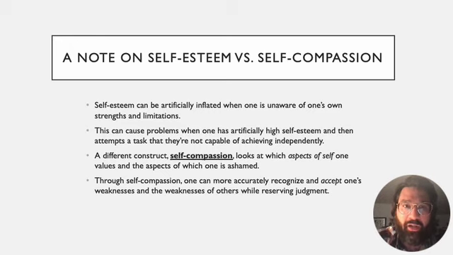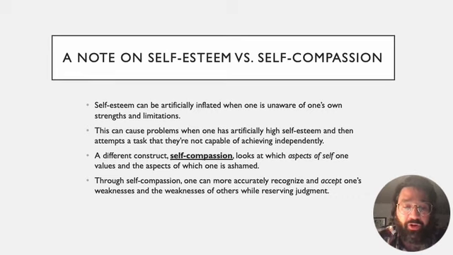Like, I wasn't going to become an astronaut, okay? This idea that you could just be anything you want in the world isn't really true. Yes, it's important to set big goals and high ambitions, but we also have to deal with our own personal limitations. So this can cause problems. If somebody has a really artificially inflated high self-esteem, and then they try to do a task that they're actually not capable of achieving independently, that can be an extremely frustrating, disorienting experience.